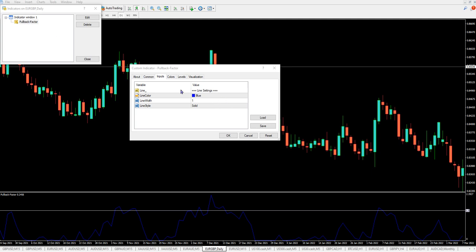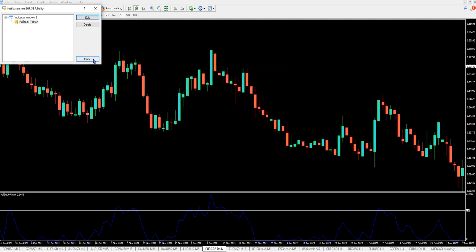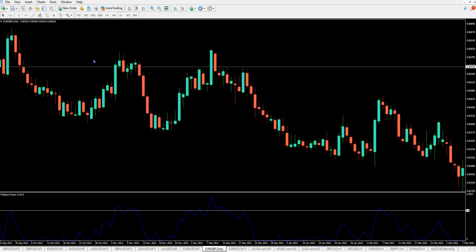And here I've got the settings pulled up. It's relatively simple. It's just the color of a line down here. You've got the levels. The main level you want to have on the pullback factor is 1.5, which is marked out here with this line. And that's essentially it.